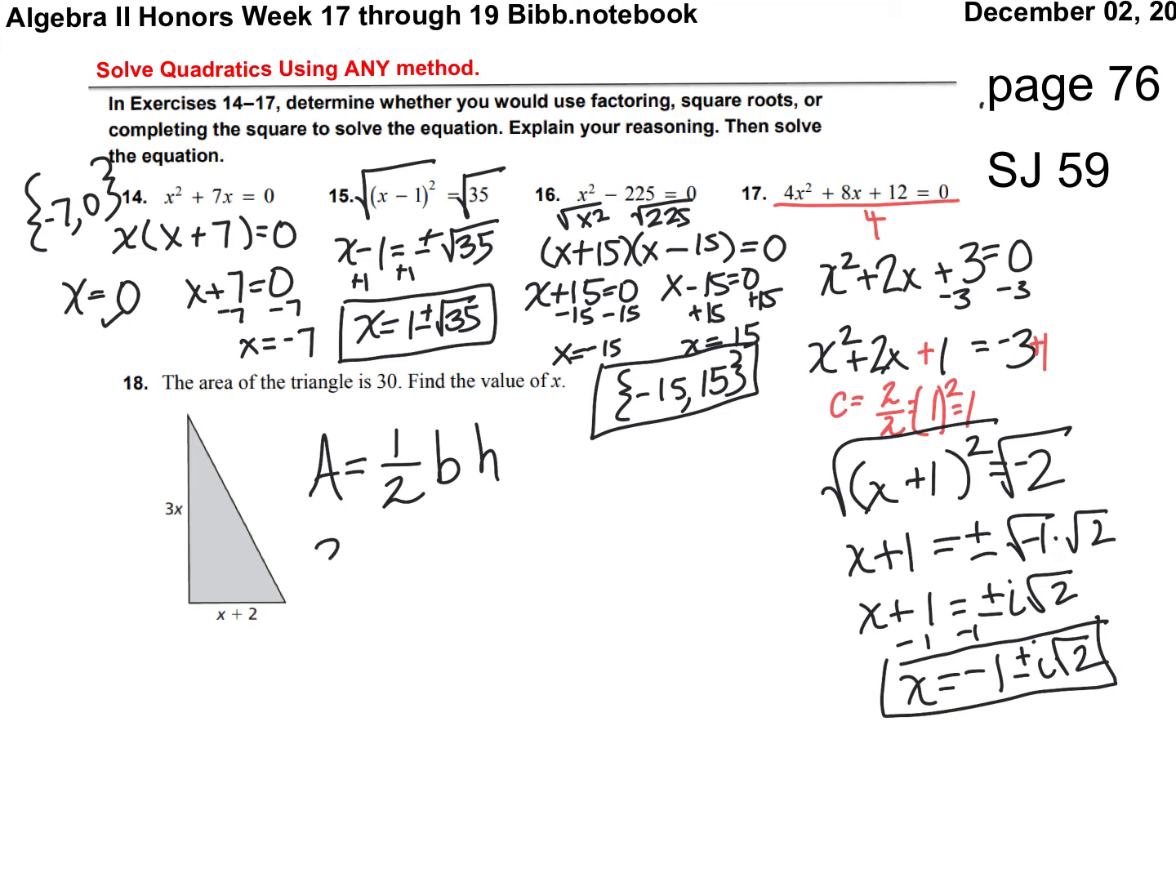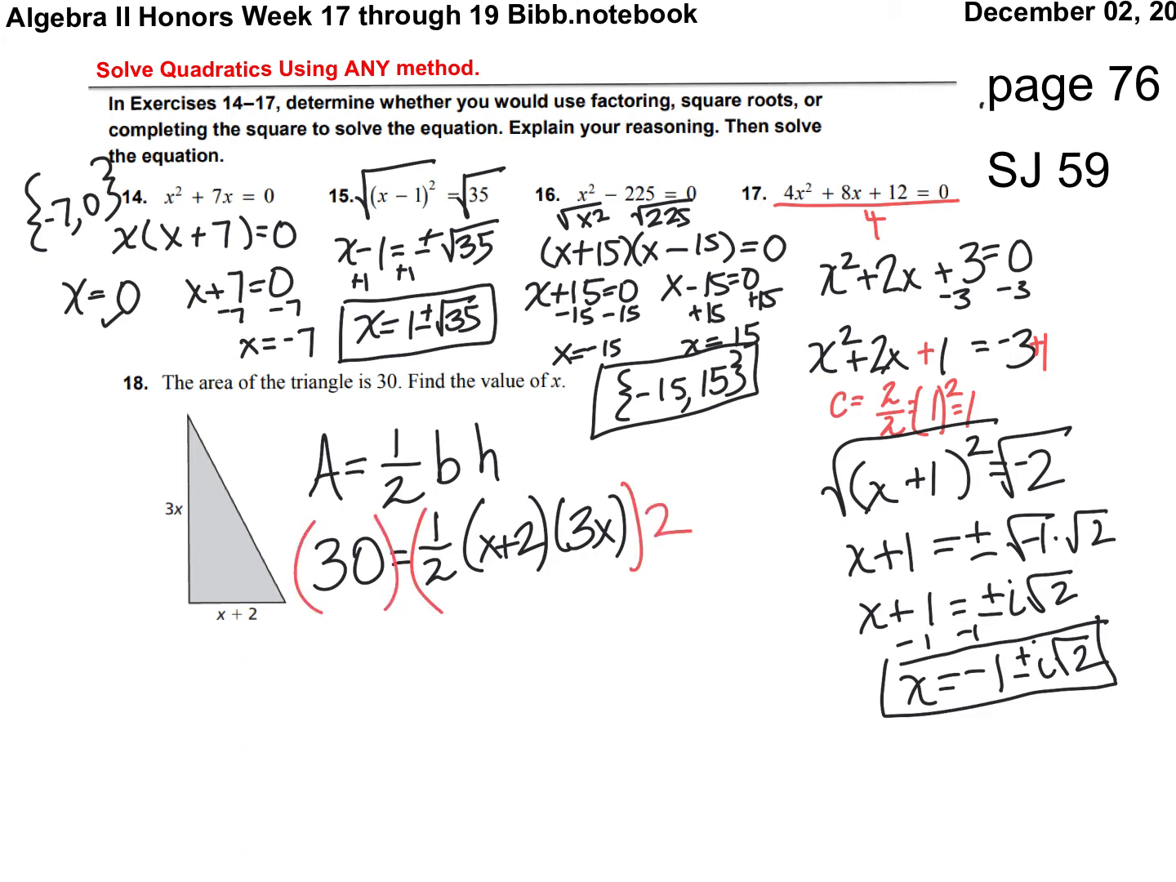The area is 30. Keep your 1/2. The base is x plus 2. The height is 3x. To be honest with you, the first thing that I would do is get rid of that fraction, not by distributing it to the x plus 2. I would actually multiply both sides by 2 first, just to get rid of that fraction. And I know many of you would agree.